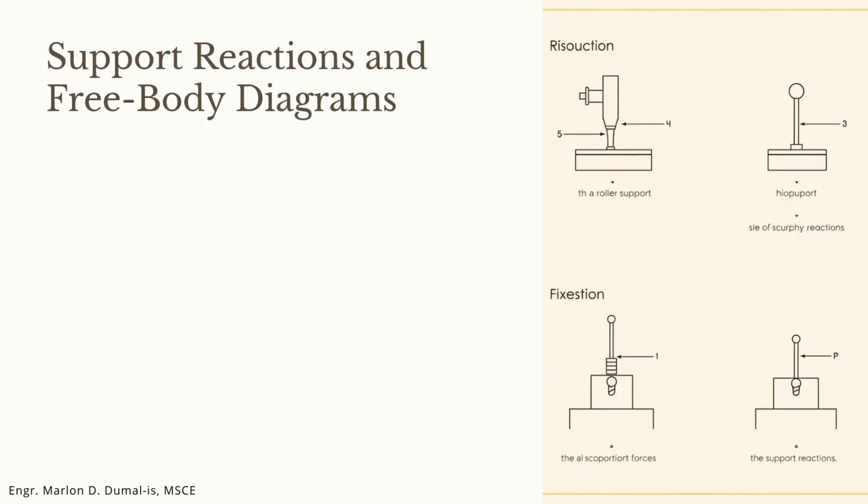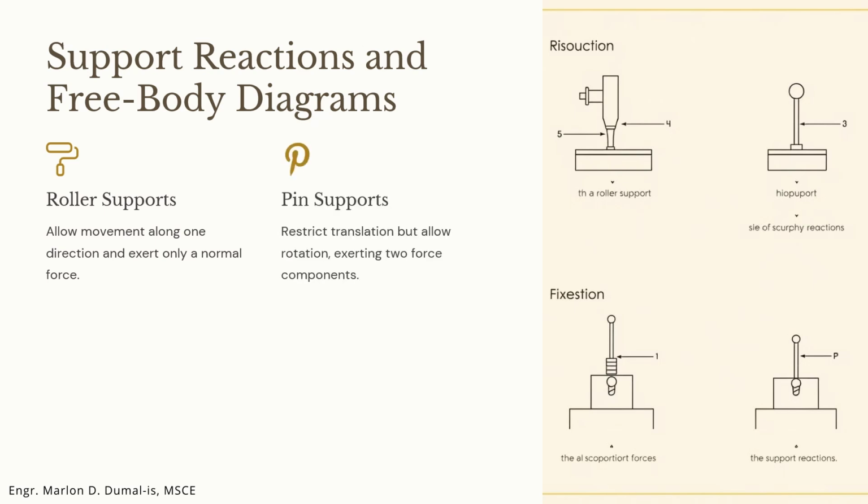To analyze a structure, it is essential to identify its support reactions. Roller supports allow movement along one direction and exert only a normal force. Pin supports restrict translation but allow rotation, exerting two force components. Fixed supports restrict both translation and rotation, exerting forces and moments. A free body diagram, FBD, is a crucial tool for visualizing all forces acting on a structure, ensuring that equilibrium equations are correctly applied. This approach is fundamental in structural analysis for bridges, mining tunnels, and machine parts.